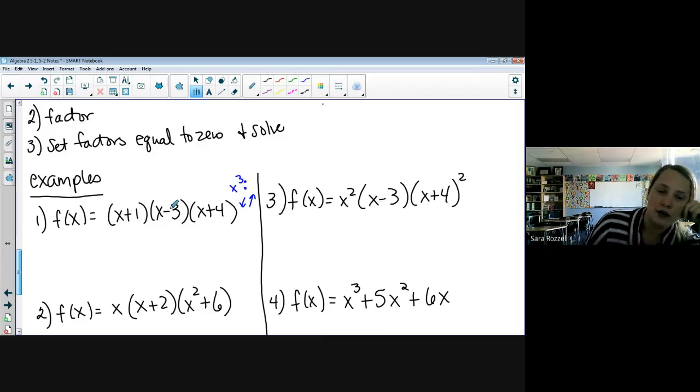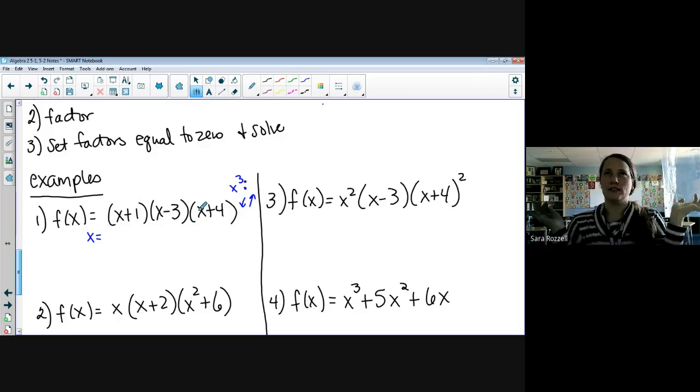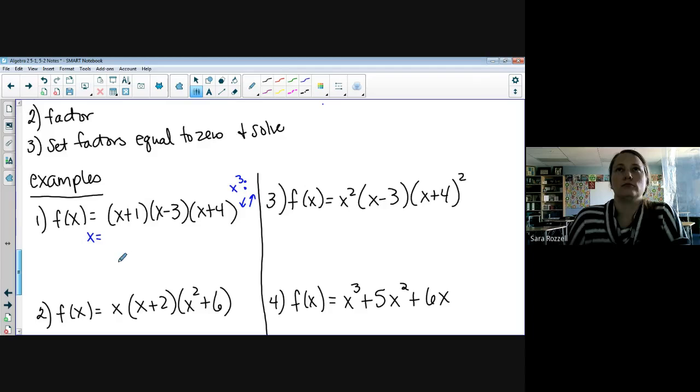Now we're going to write down what our x values are, what our zeros are. So this is just like a quadratic, but they've added one more factor. Everything else is the same as we did in the last chapter. So if you have x plus 1, what is our solution? If you have x plus 1, what would our 0 be? What would make it 0? Negative 1. Good. If you have x minus 3, what would our solution be?